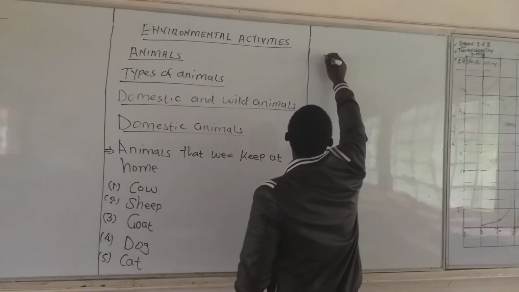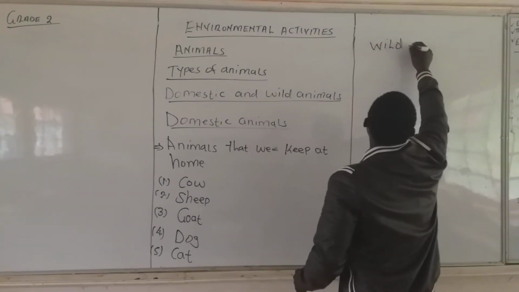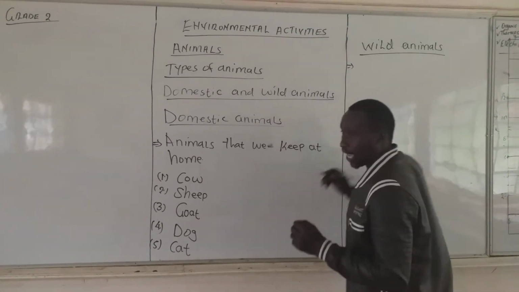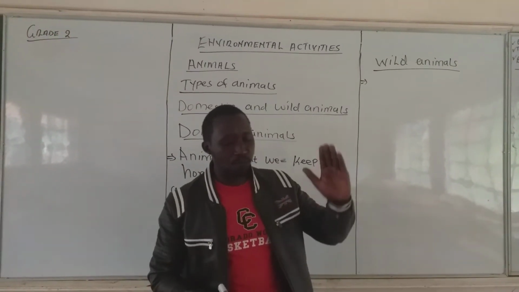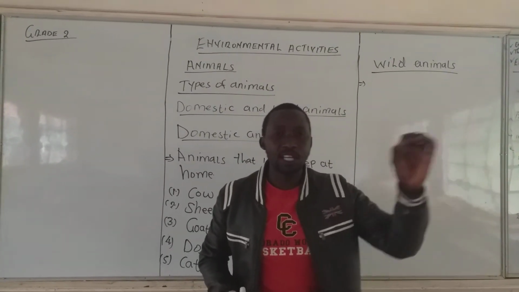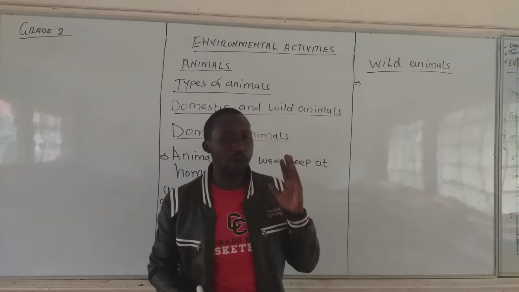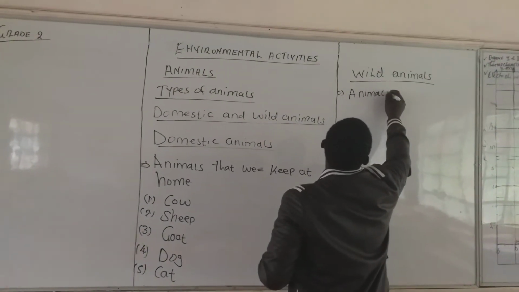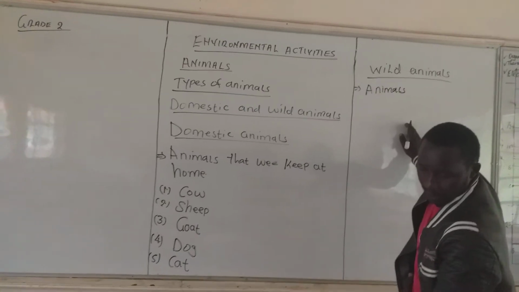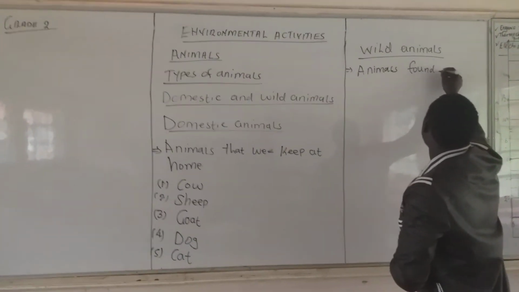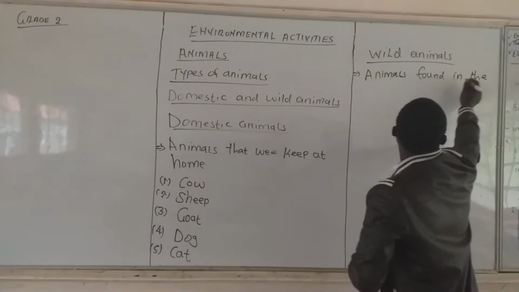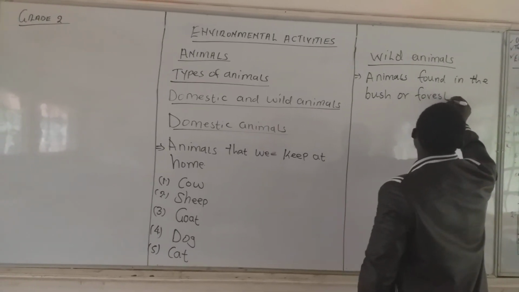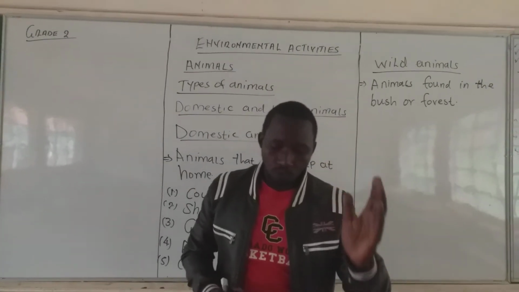Now let's look at wild animals. Wild animals are animals found in the bush or in the forest. These are animals that live in the bush or in the forest.